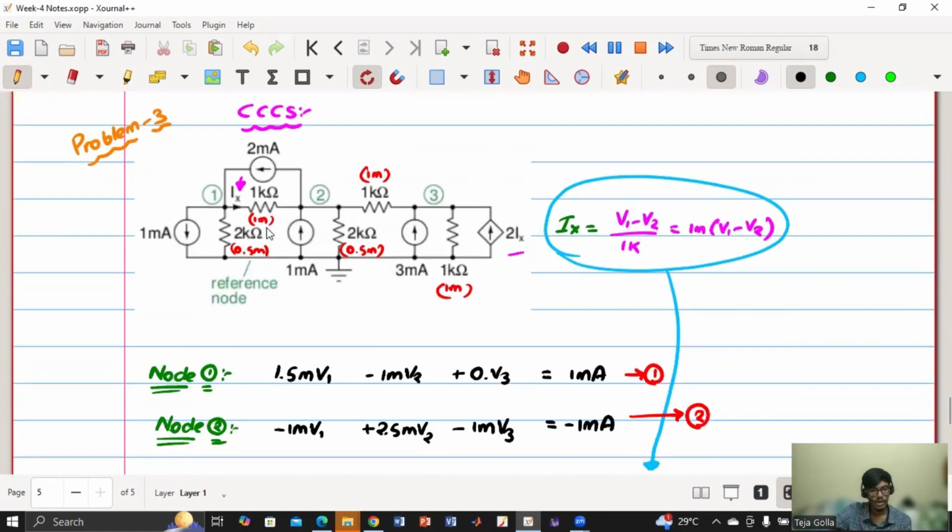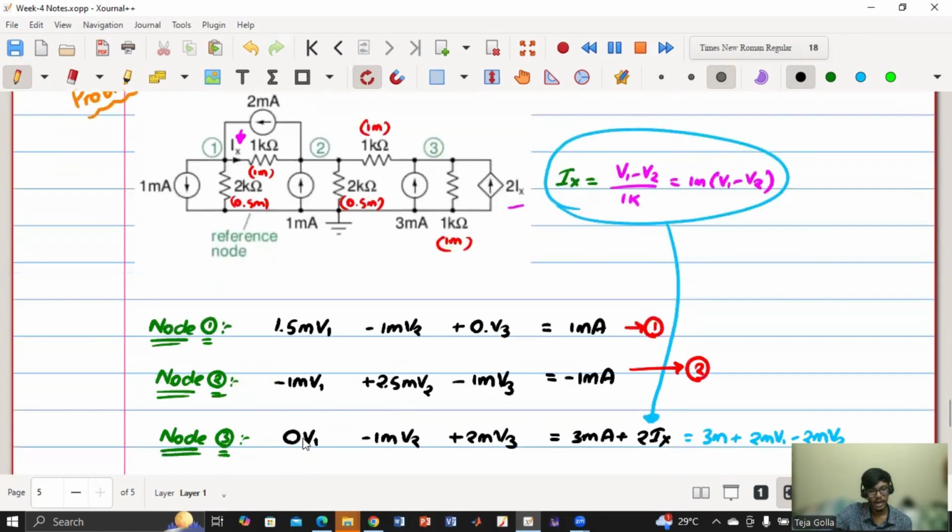So at node 1, we have 1 plus 0.5, so 1.5. Between 1 and 2, we have minus 1 milli. Between 1 and 3, we have 0. And between 2 and 1, we have minus 1 milli. And at node 2, we have 0.5, 1 and 1, 2.5. Between 2 and 3, we have minus 1 milli. And at node 3, between 1 and 3, we have 0. Between 2 and 3, we have minus 1 milli.